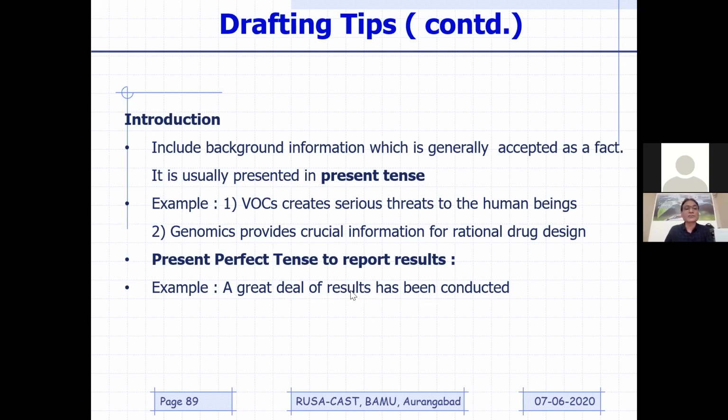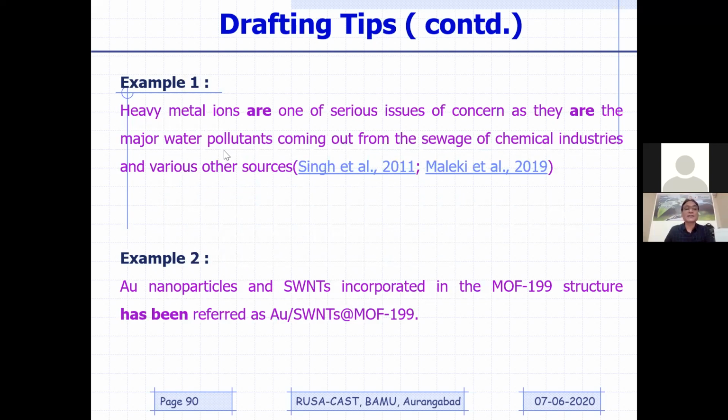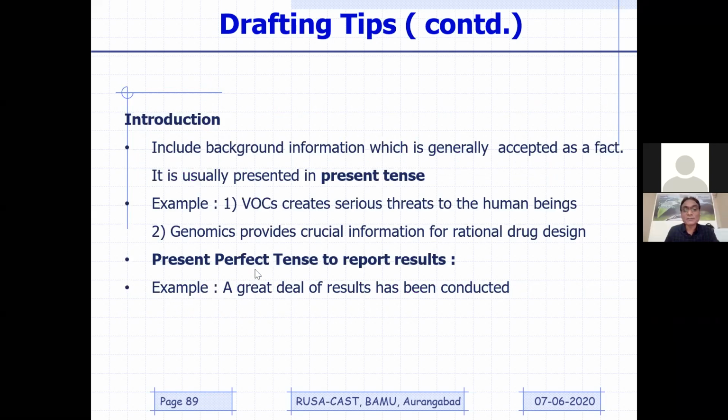I have more examples. You can see here. This is one example of present tense: heavy metal ions are one of the serious issues. So this is simple present tense. This is like illustrating results. Like this is an example of present perfect tense.